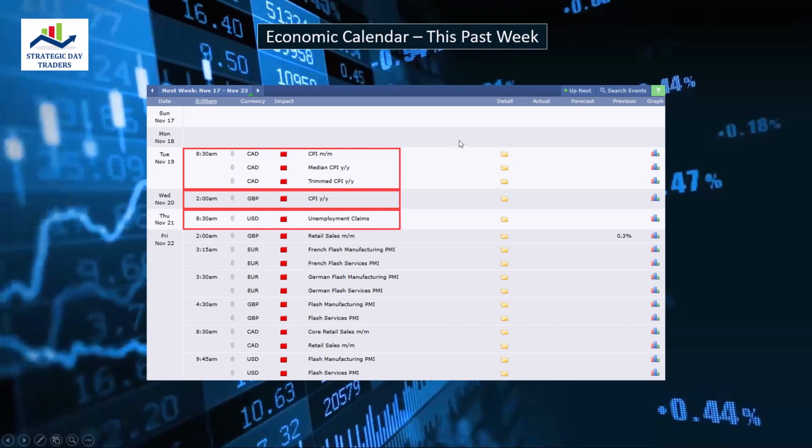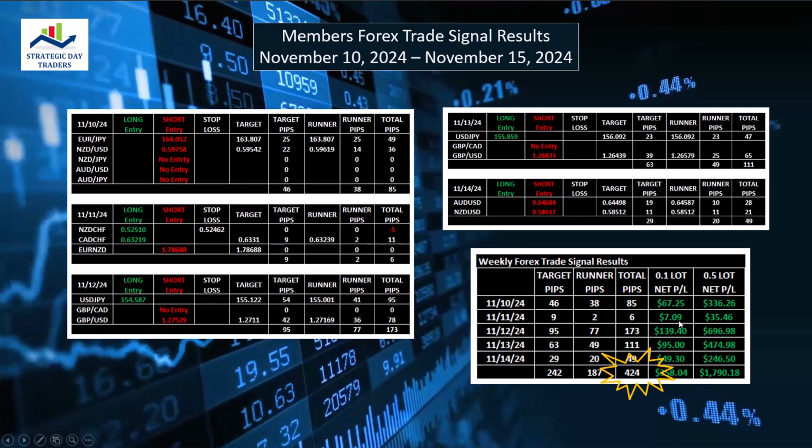But we saw the Canadian CPI release this week, as well as UK, and some unemployment claims, which were potentially a little disappointing this past week. And here's how we did.